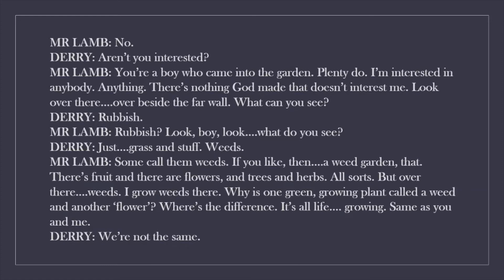Mr. Lamb explained that there were a number of plants in his garden. There were flowers, trees, and herbs. Some plants were considered good and some were called unwanted plants or weeds. It was not because they were different. All of them were green in color. It was about how people considered them to be, herbs or weeds. In reality, they all were the same, just like Derry and himself.